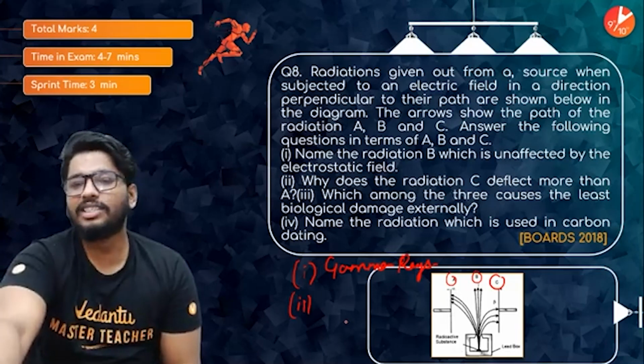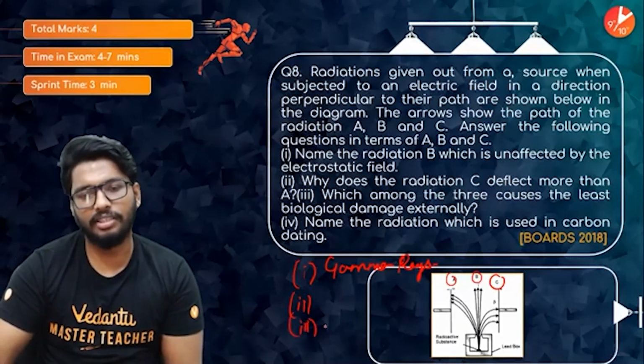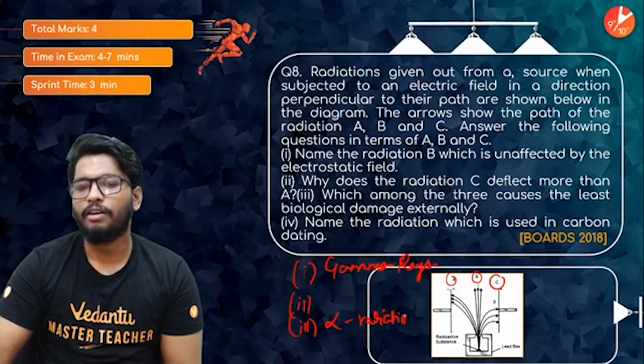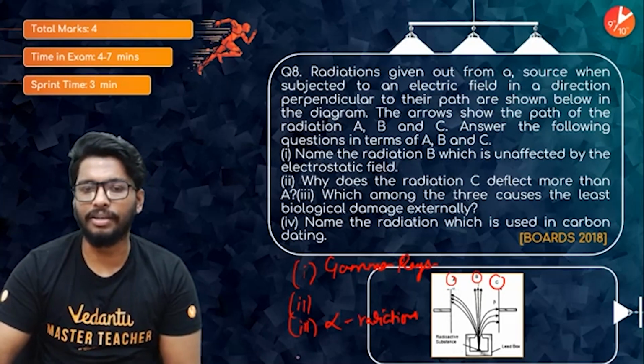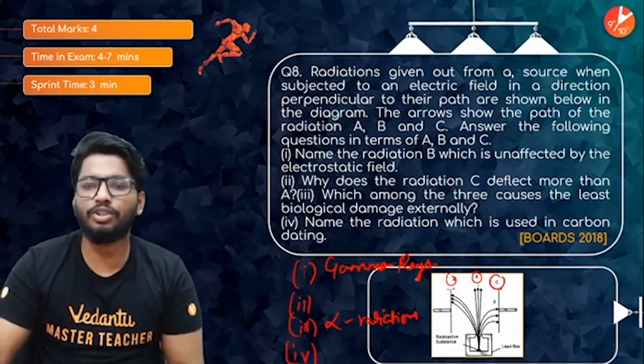Next one is, which among the three causes the least biological damage? The one that causes the least biological damage is the alpha radiation, whereas gamma, on the other hand, causes the most amount of damage. Name the radiation which is used in carbon dating.